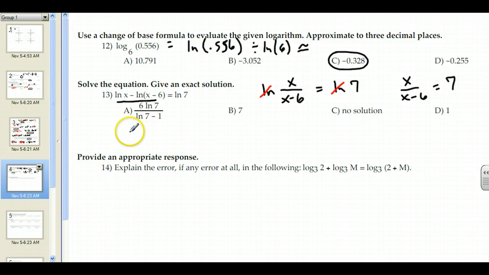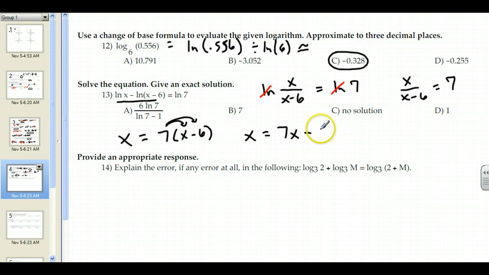Alright, multiply both sides by x minus 6 and we get x equals 7 times x minus 6. Just multiplying both sides by this to clear the denominator. Distribute this 7 through and I get x equals 7x minus 42.